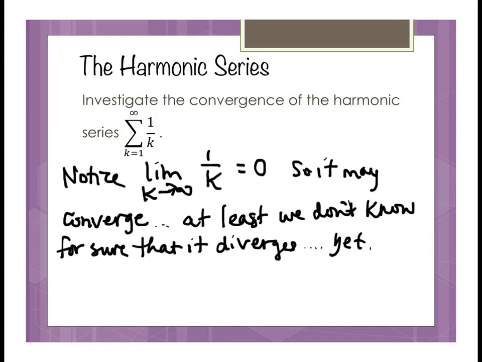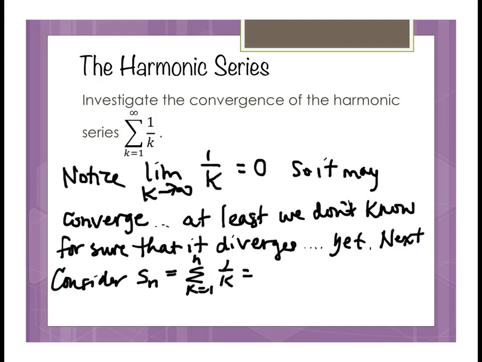So the next thing we're going to consider is some partial sums. We're going to consider the sum S sub n from k equal 1 to n of 1 over k. So this will be the term 1 over 1 plus 1 over 2 plus 1 over 3 all the way out to 1 over n, because this says I'm going to start at k equal 1 and go up to k equal n. This is the nth partial sum.